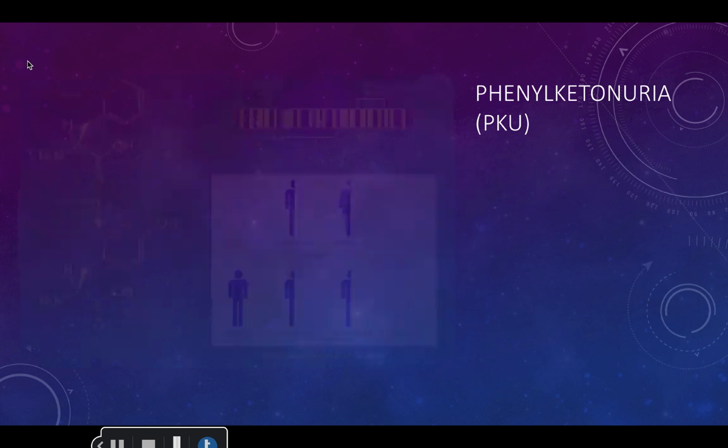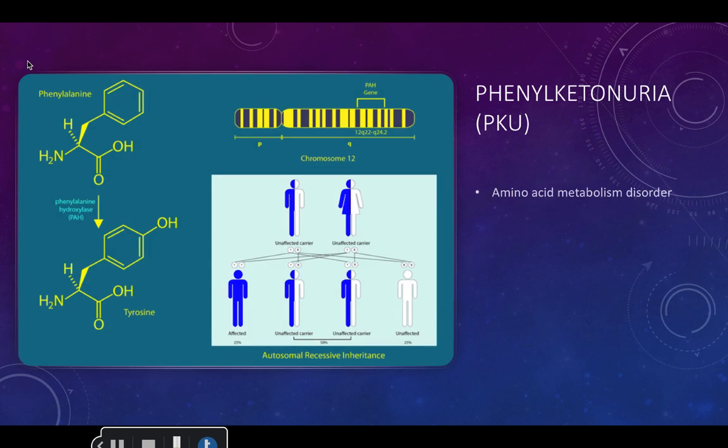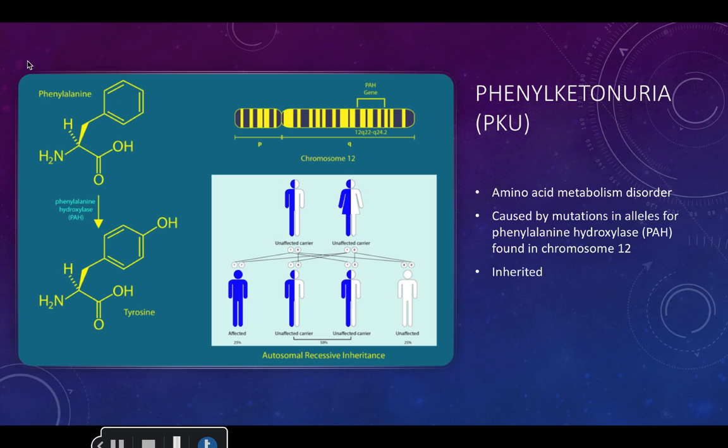Now we will discuss PKU. PKU is an autosomal recessive disorder, which is caused by mutations in both alleles of the gene for phenylalanine hydroxylase, abbreviated PAH, and is found on chromosome 12. This is a problem because PAH is what converts phenylalanine into tyrosine.